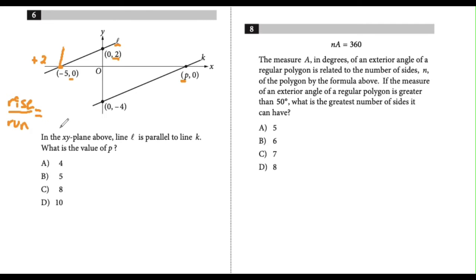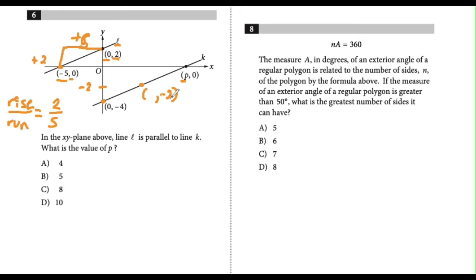Then we need to think about the run. How are we moving horizontally? We're moving from negative 5 to 0, so that's going to be a plus 5 change. So our rise is going to be plus 2, and our run is going to be plus 5, and this is our slope. If we start off on line K with 0, negative 4, we can apply this slope to see where we end up. If we apply it for the first time, we're going to move up 2 units, so our y value is going to be negative 2.